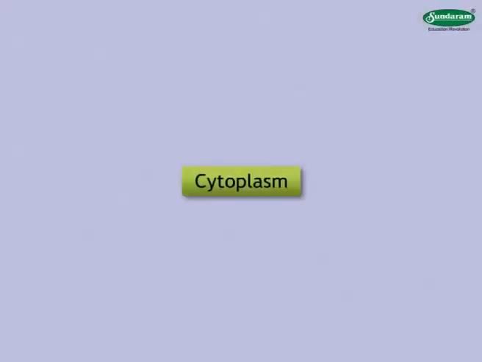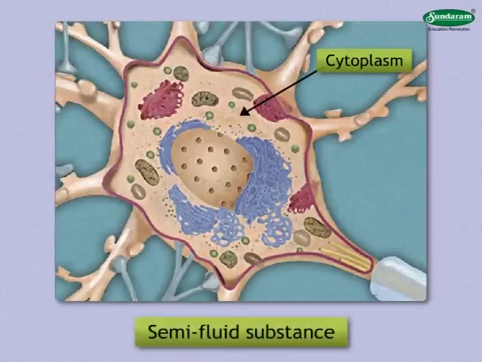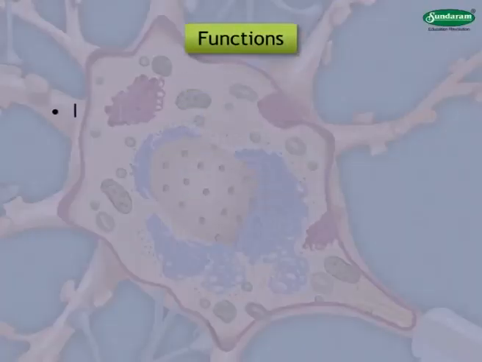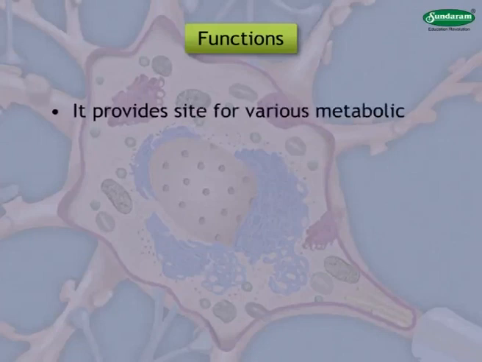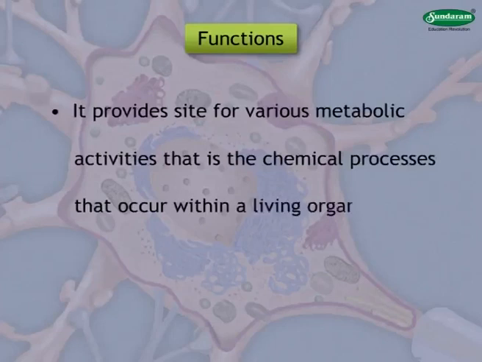4. Cytoplasm. It is the substance that fills a cell apart from the nucleus. It is a semi-fluid substance with water-soluble organic and inorganic substances and the various organelles in it. Functions. It provides site for various metabolic activities, that is, the chemical processes that occur within a living organism leading to energy production.